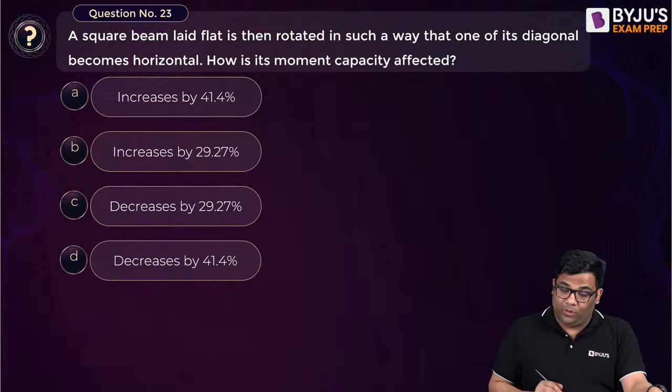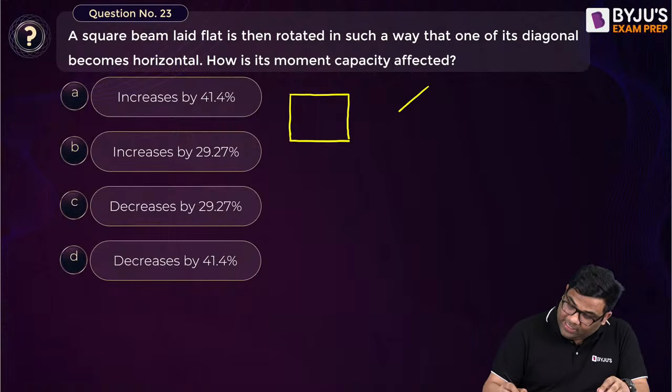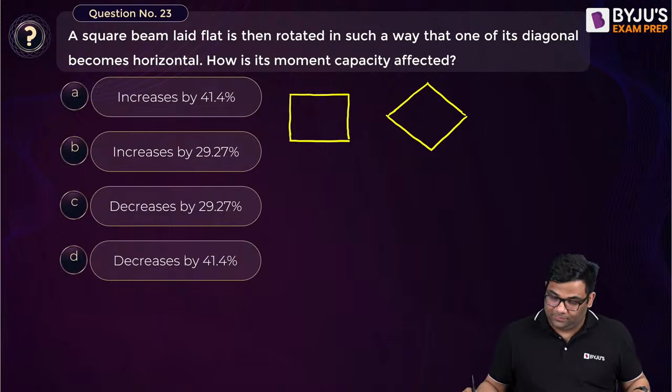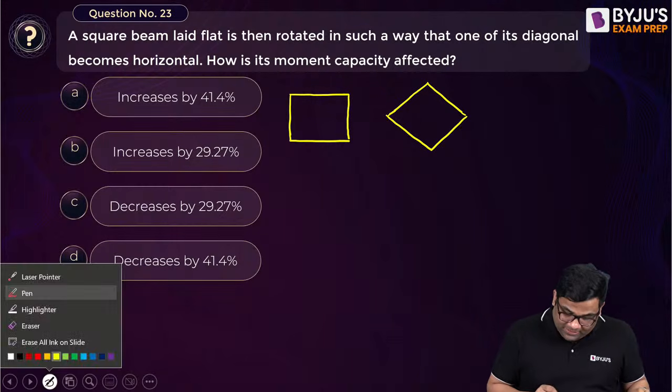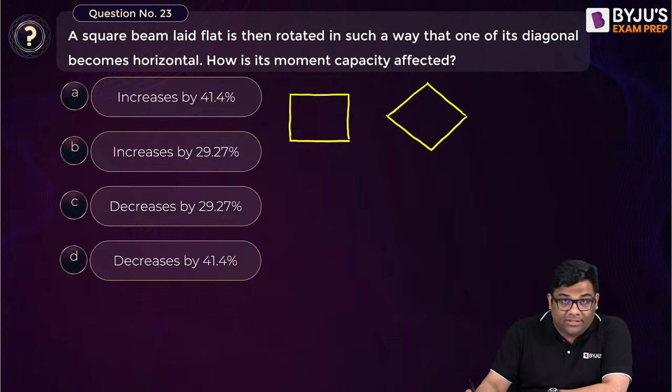Question number 23. First of all, a square beam is lying flat like this. Then it is rotated in such a way that the diagonal becomes horizontal. Then what happens to its moment carrying capacity? Please answer. If you know the answer, you answer. Otherwise, I will tell the answer. The moment carrying capacity, the strength of the beam, depends on what? It depends on the Z, the section modulus.